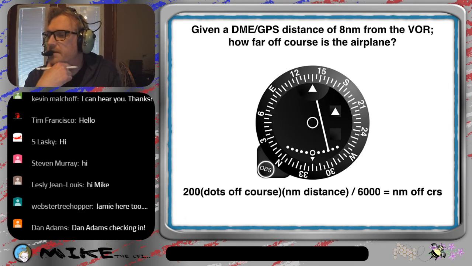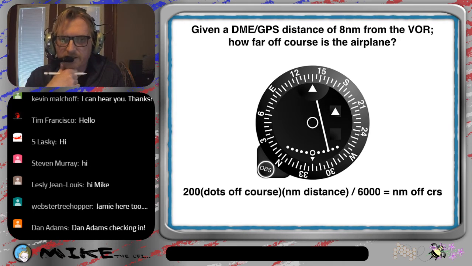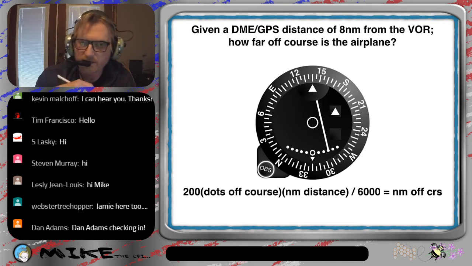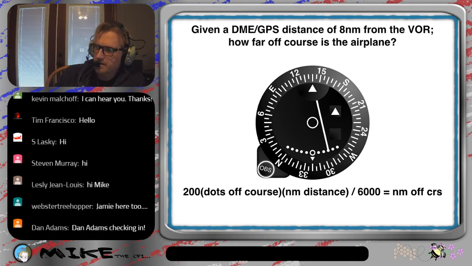Looking at the information here, it says given the DME or GPS distance of 8 nautical miles from the VOR, based on the indications that we have, how far off course is the airplane? The way we figure that out is using this rule of thumb: 200 times the number of dots off course times the nautical mile distance, and then we divide that by 6,000, and that'll give us our nautical miles off course.